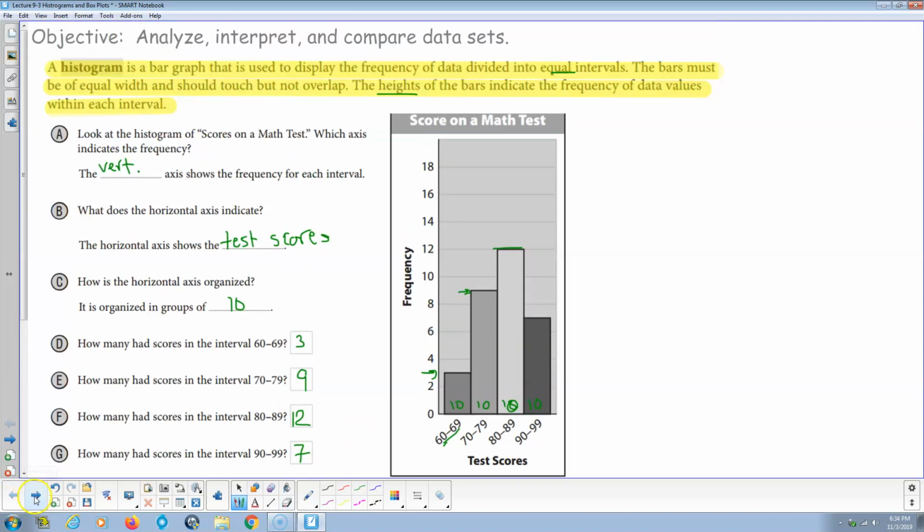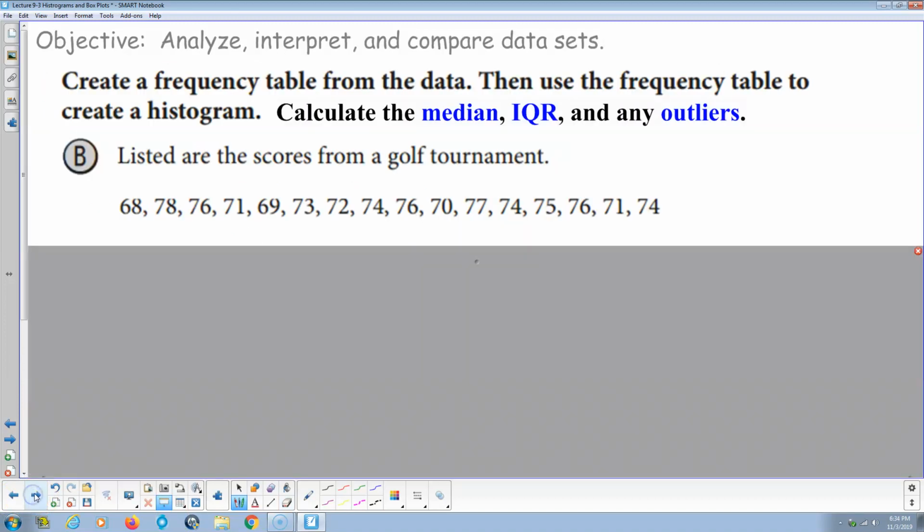There you go. Bam, how hard was that? I think it's pretty straightforward. Okay, create a frequency table from the data, then use the table to create a histogram, calculate the median, the IQR, any outliers. Okay, here are scores from a golf tournament.